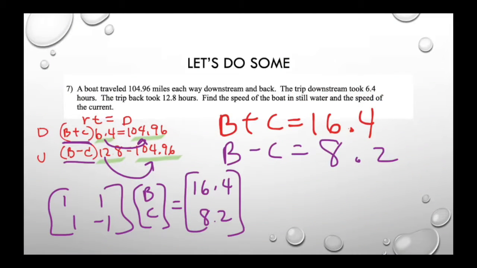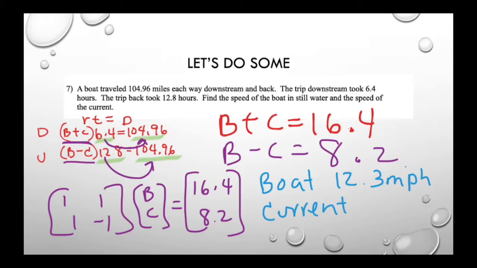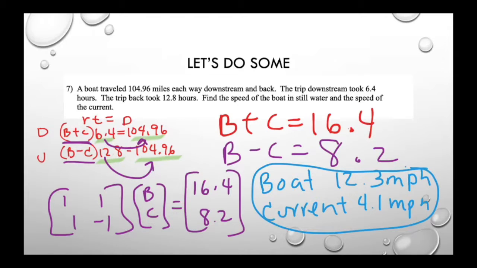All right, so once we put that in our calculator, we took the inverse of this matrix over here, and we multiplied it by that inverse, and we got the boat having a speed of 12.3 miles per hour, and the current having a speed of 4.1 miles per hour. Let's move on to the next problem.